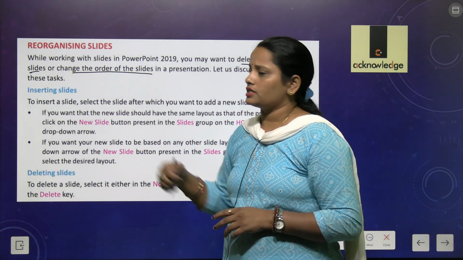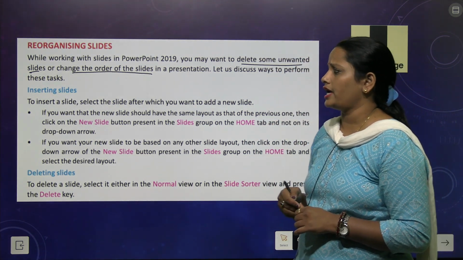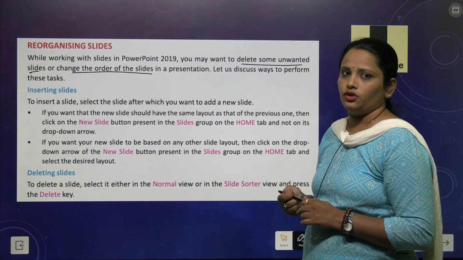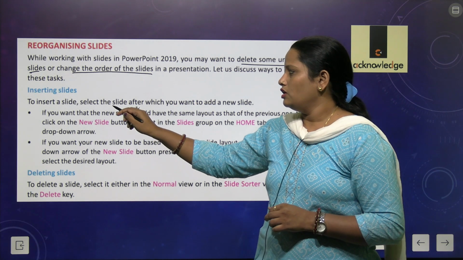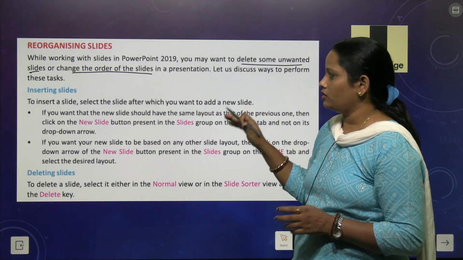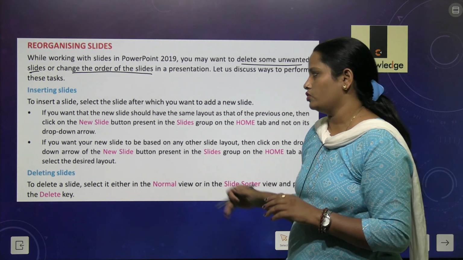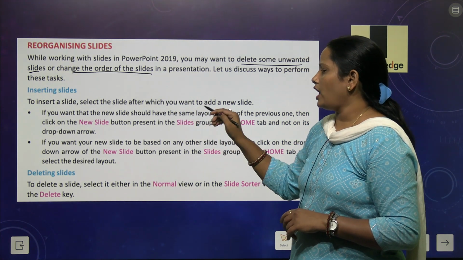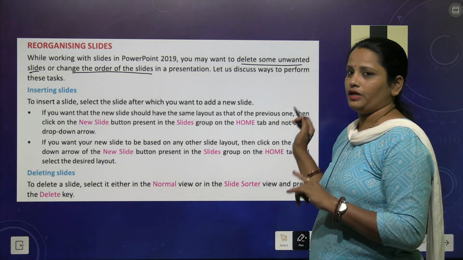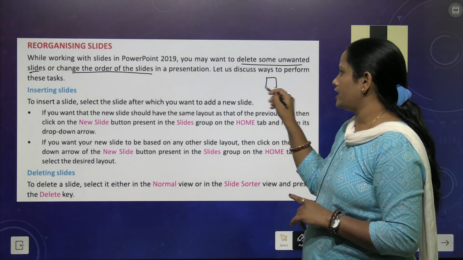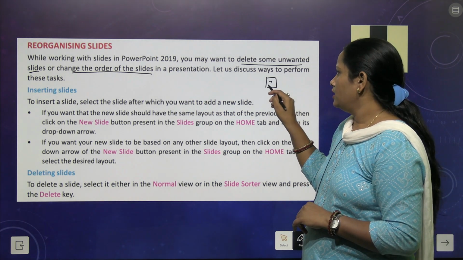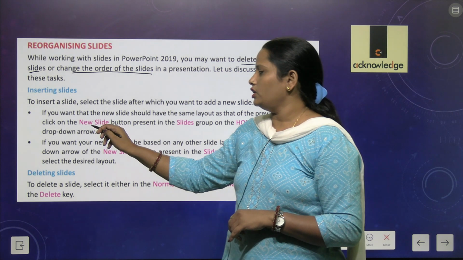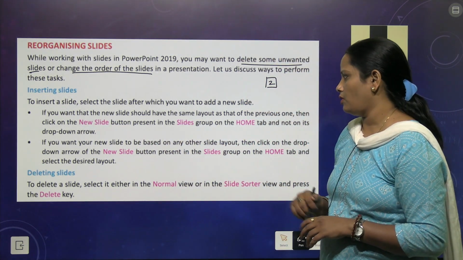First is inserting slides. How can we insert slides? To insert a slide, select the slide after which you want to add a new slide. For inserting, first we have to select the slide after which we want to insert a new slide. If we want that the new slide should have the same layout as the previous one, suppose I have selected slide 2 and I want the layout to be the same as slide 2, then click on the new slide button present in the slides group on the home tab.